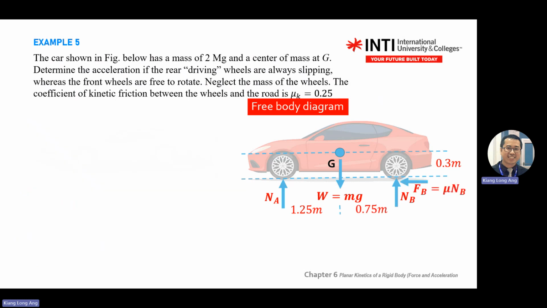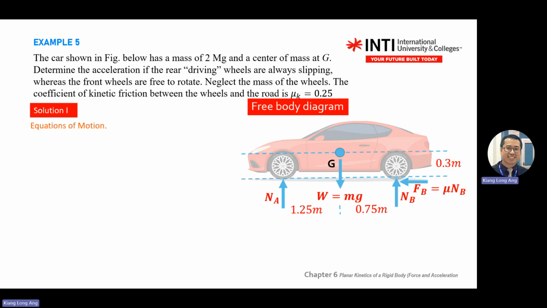So you put in the friction force and so on. Why is there no friction force in front? It tells you the front wheels are free to rotate. Free to rotate means no friction force.